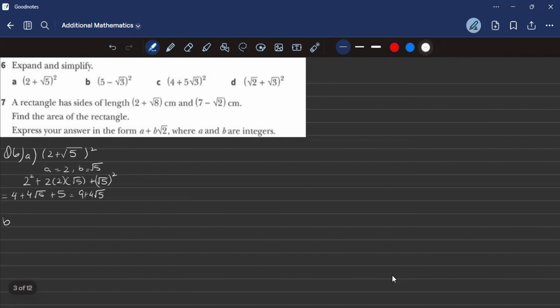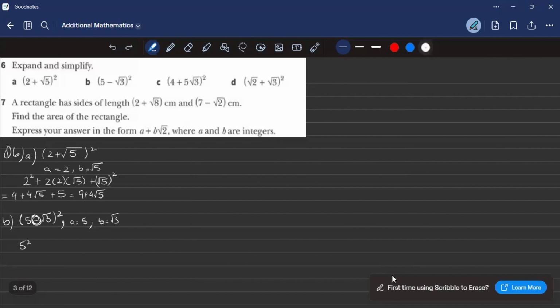For part B, we have 5 minus under root 3 whole squared. That would be equal to what? Again, the same thing. In fact, I'm going to use a is equal to 5, b is equal to under root 3. So again, use the same thing. So a squared, 5 squared, minus 2ab, because remember, this is a negative sign, so minus.